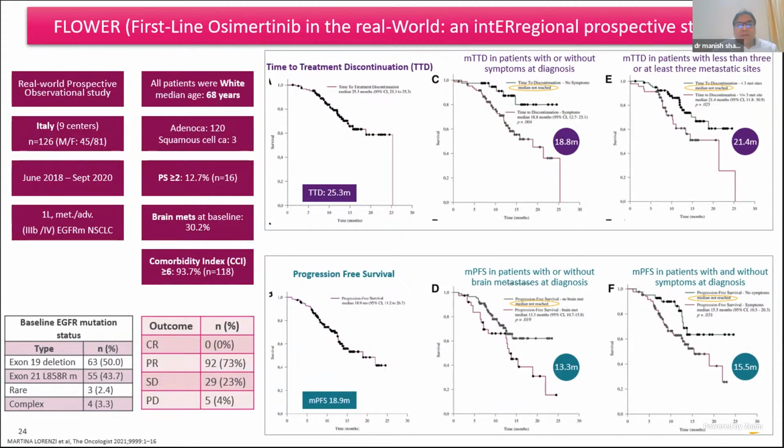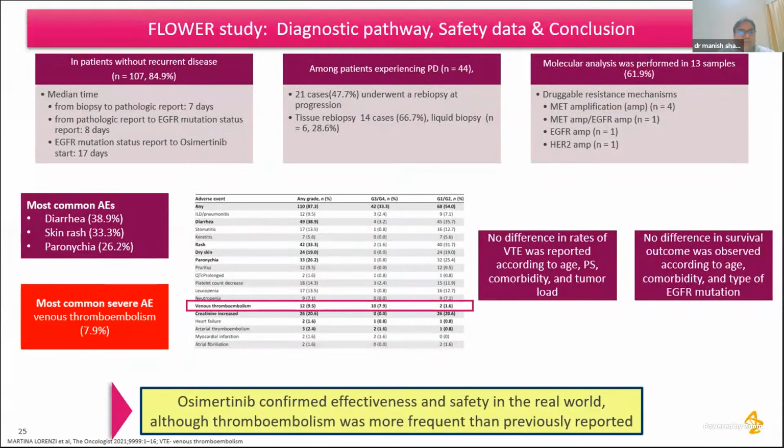Median PFS in patients with or without brain metastasis at diagnosis was 13.3 months, and the median PFS with or without symptoms at diagnosis was 15.5 months. So this was for those patients who had brain metastasis. And this was the diagnostic pathway which was followed in the FLOWER study.